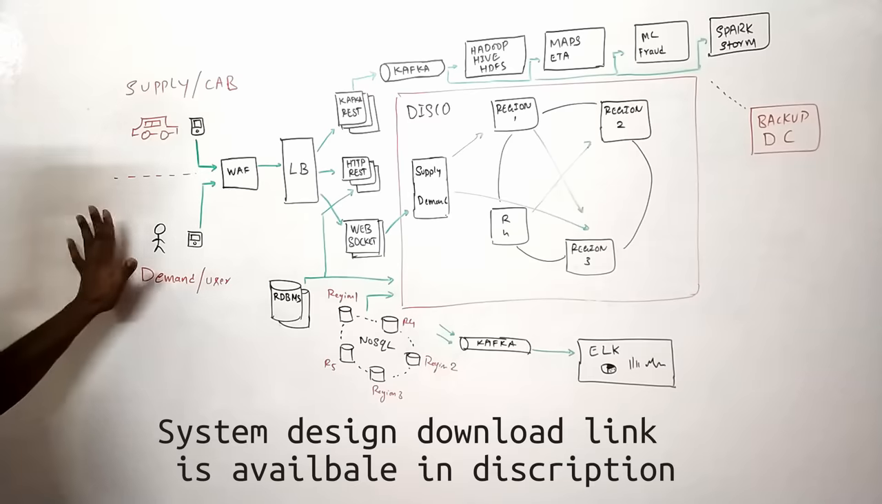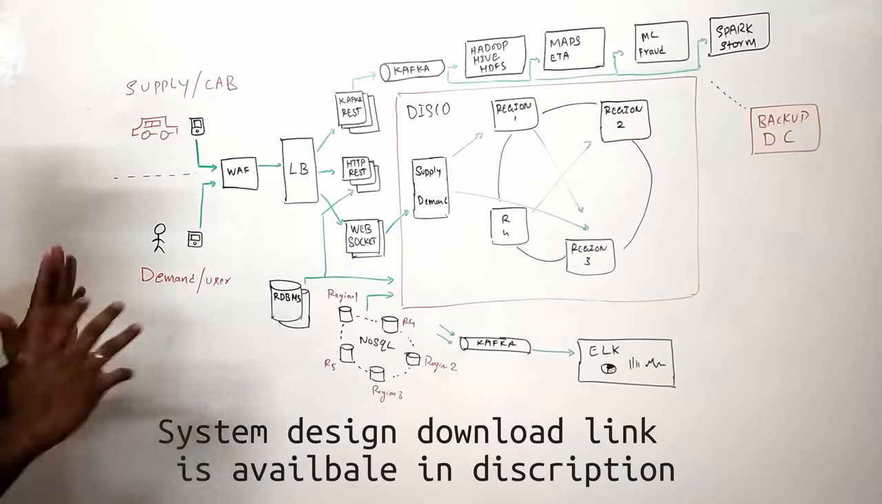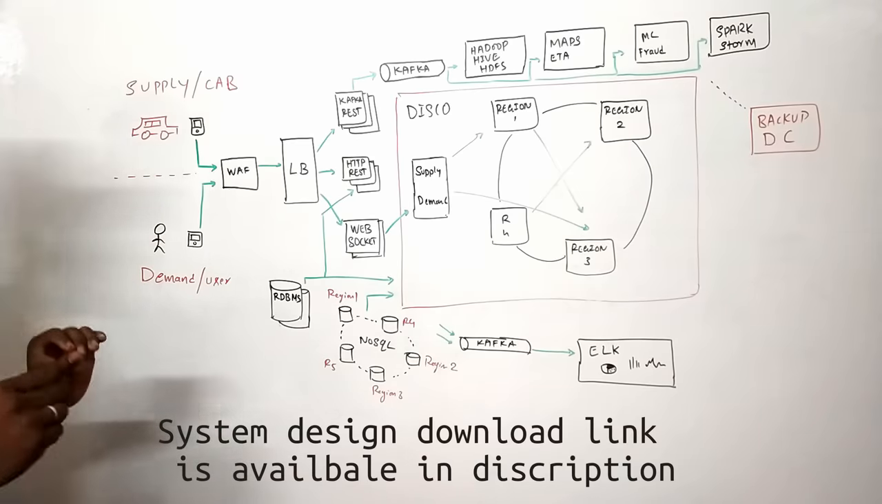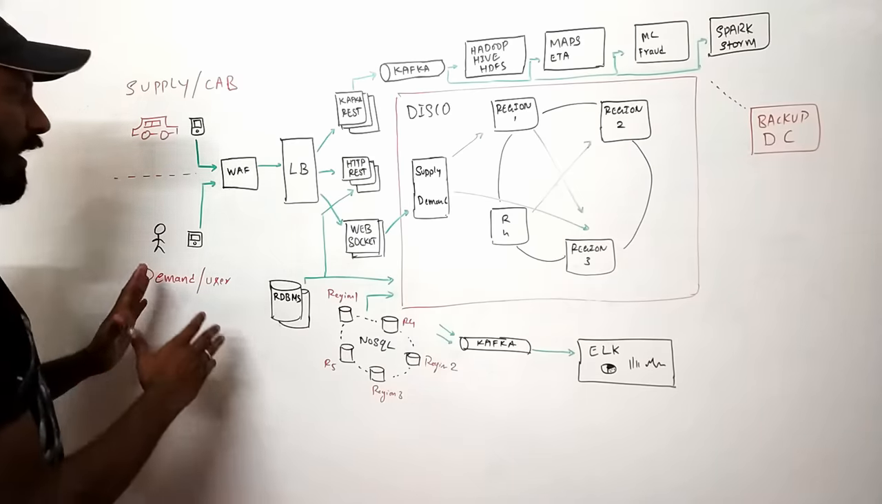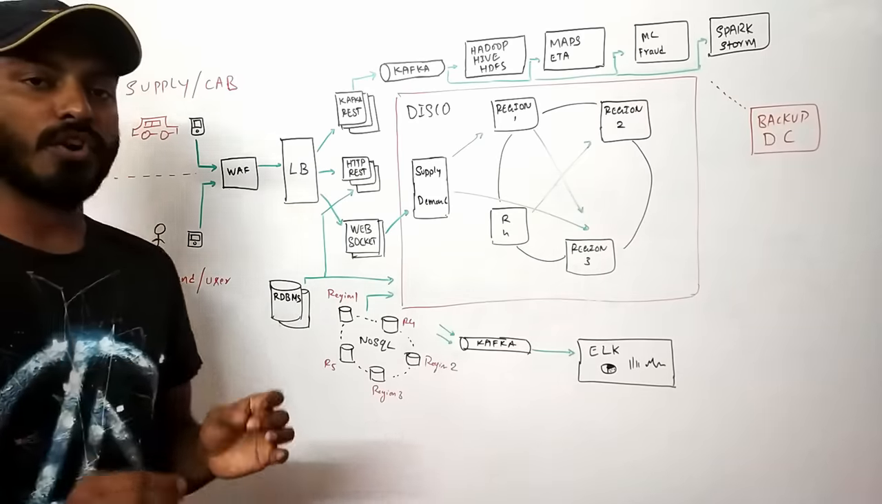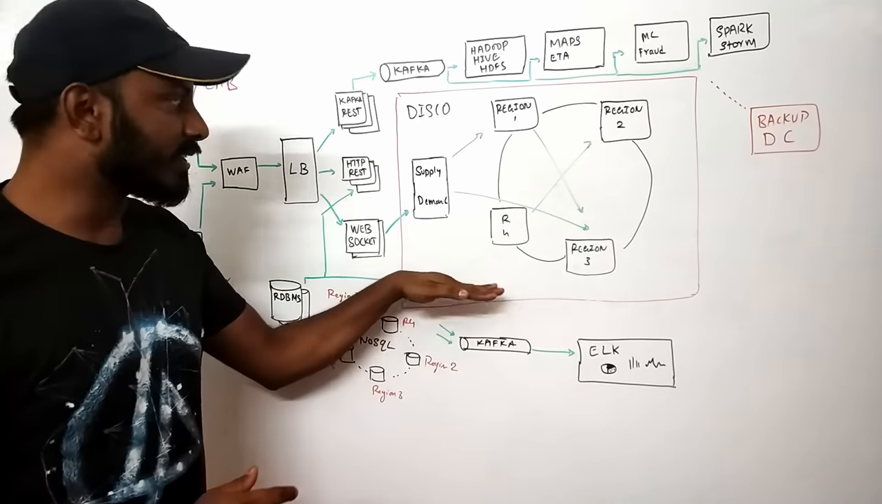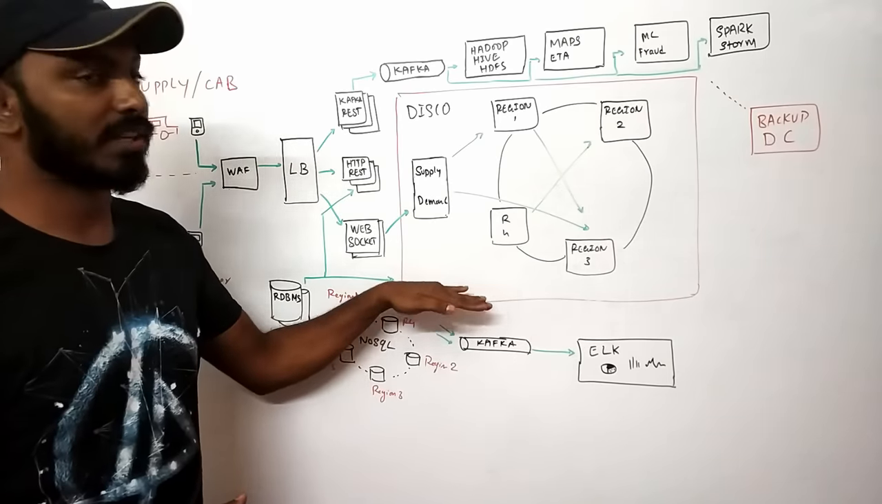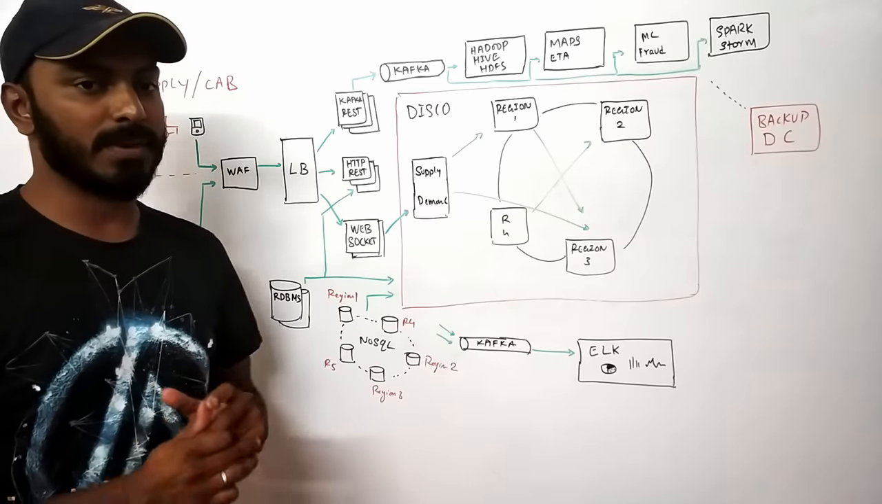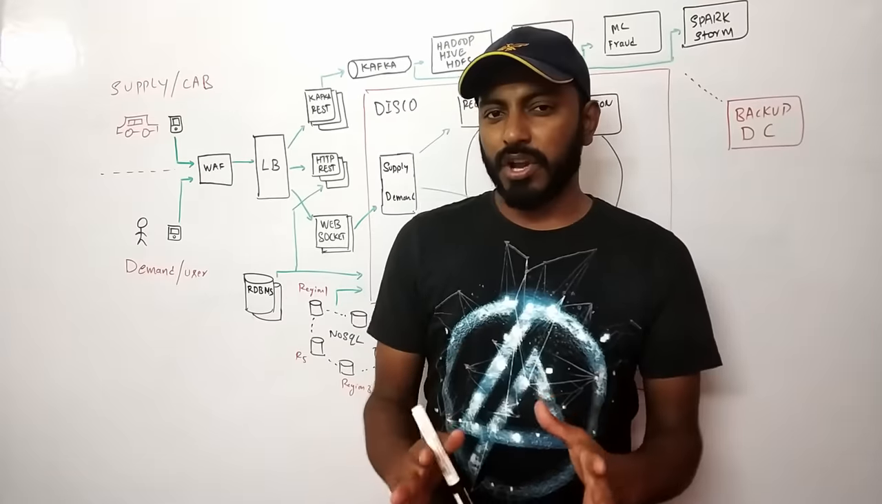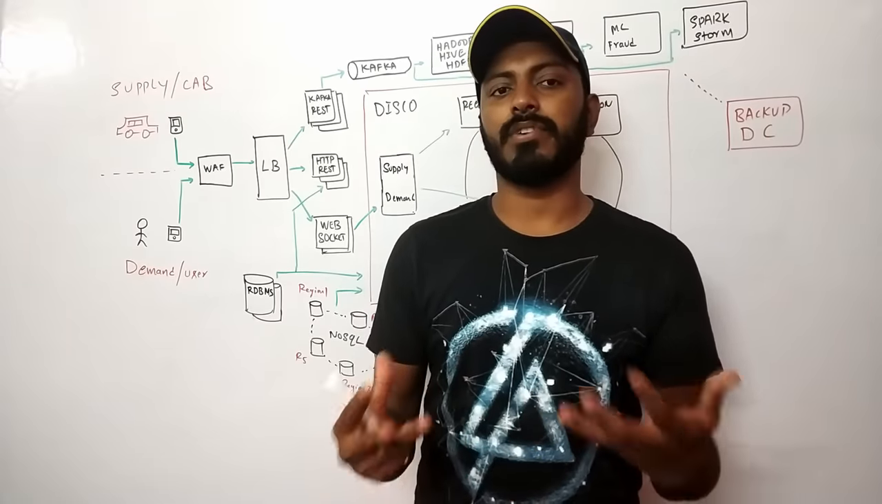And here is the complete architecture for Uber or any taxi aggregation platform. You can see everything here. I have written all the major components over here. But instead of jumping right into explaining each and every component, I'm going to concentrate on this particular component, which is called DISCO, or dispatch optimization. Let's talk about how this dispatch system works.